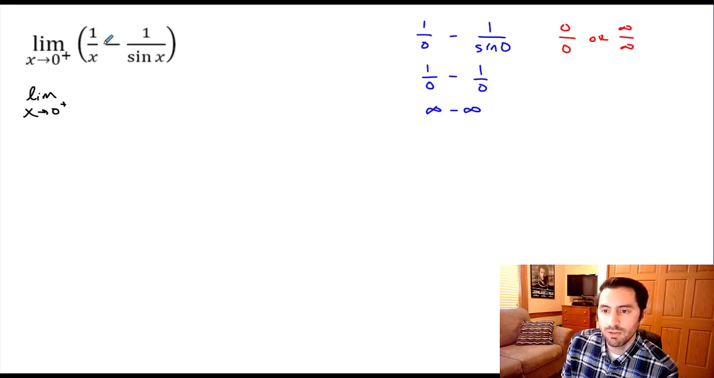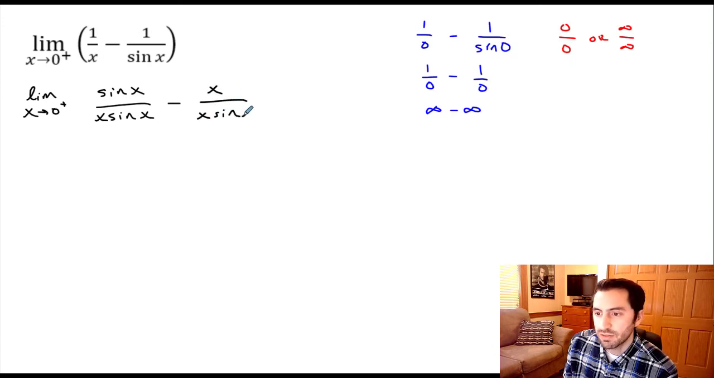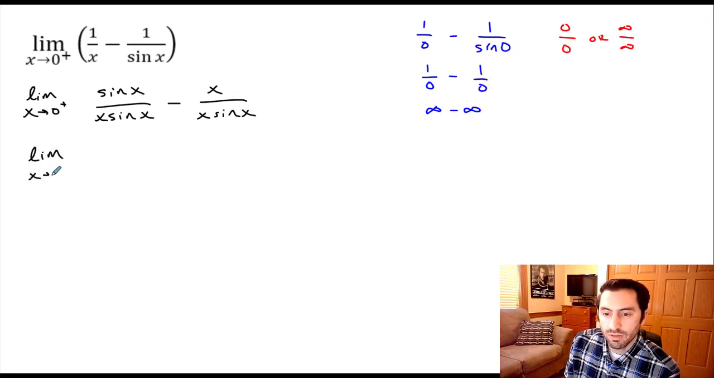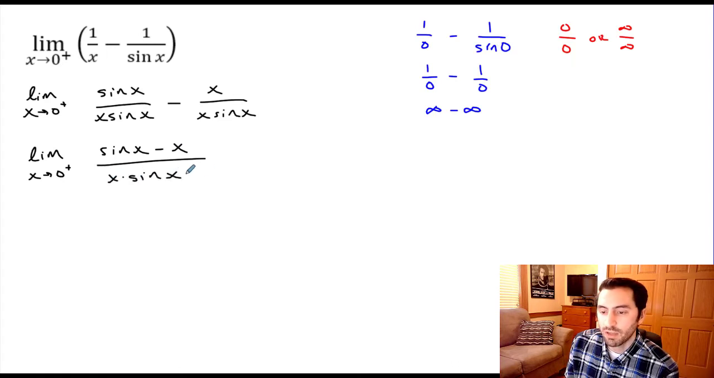So multiplying the numerator and denominator of our first fraction by the sine of x, we have sine of x over x sine of x. And then this is going to be minus, now multiplying the numerator and denominator by x, we have x over x sine of x. And now bringing those two together, the limit as x approaches 0 from the right of the sine of x minus x all over x times the sine of x.